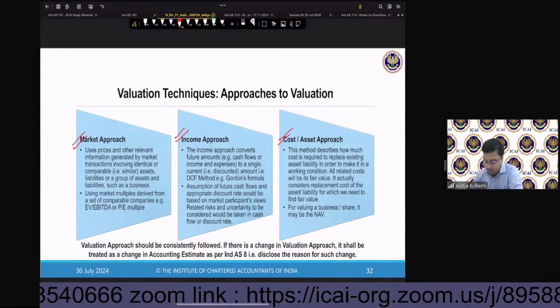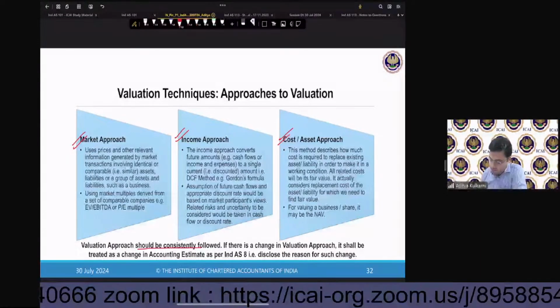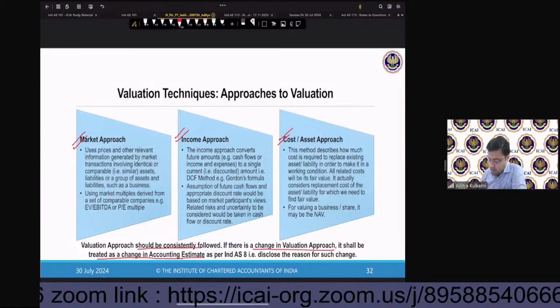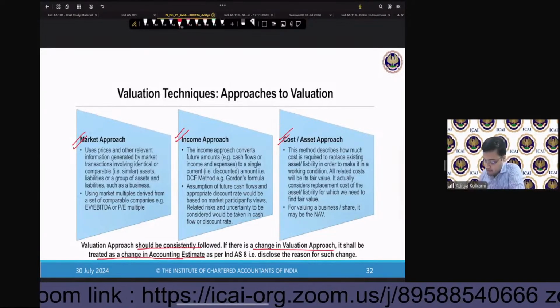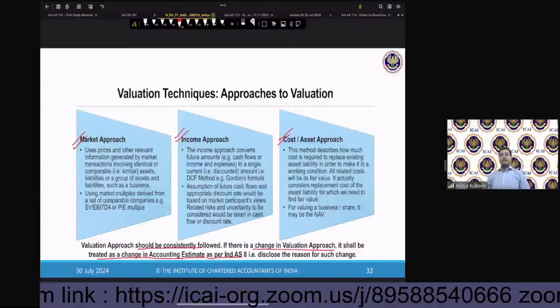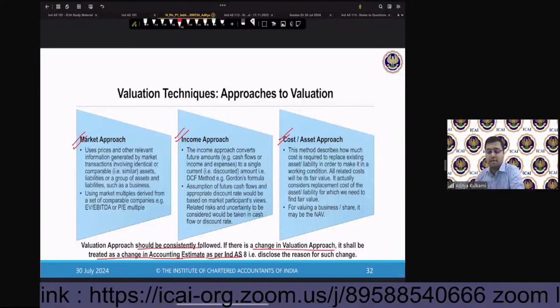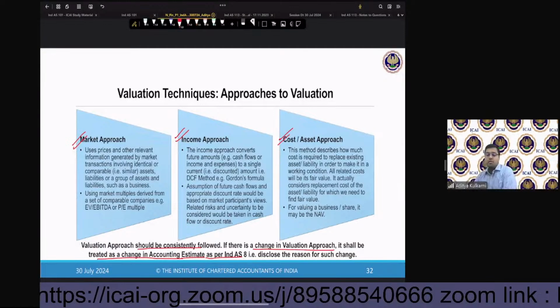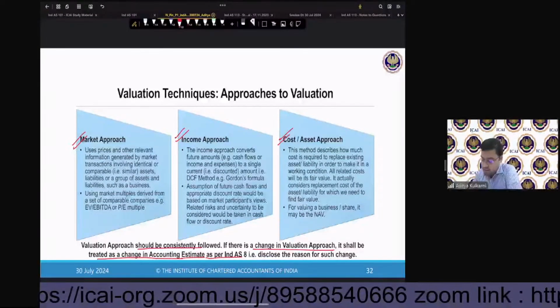The valuation approach should be consistently followed. If there is a change in valuation approach, it shall be treated as a change in accounting estimate as per Ind AS 8, and you should disclose the reason for such change. So: market approach, income approach, cost or asset approach.